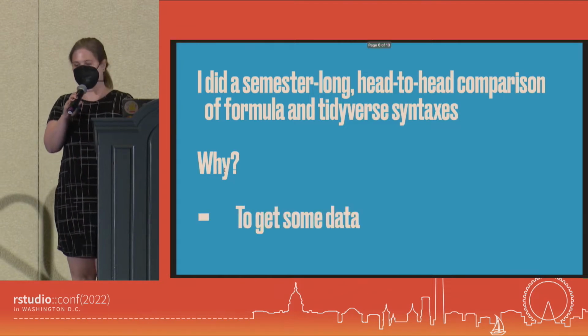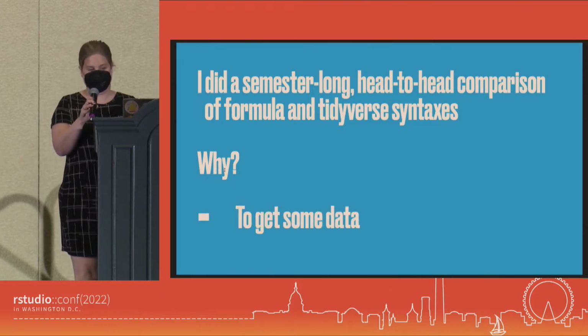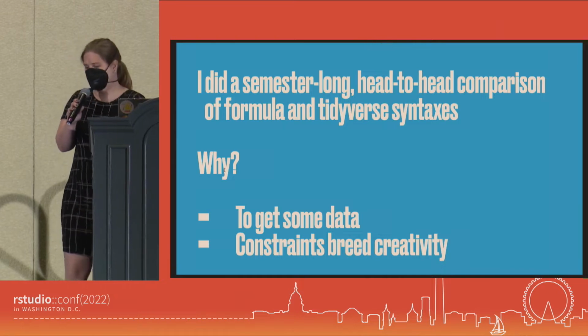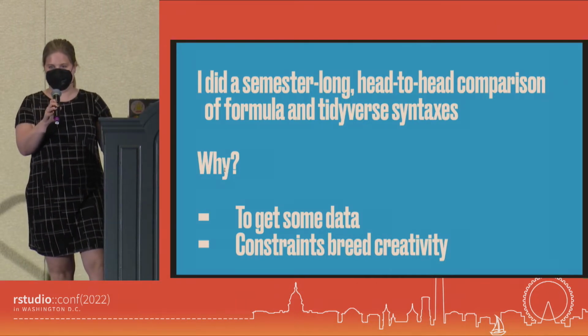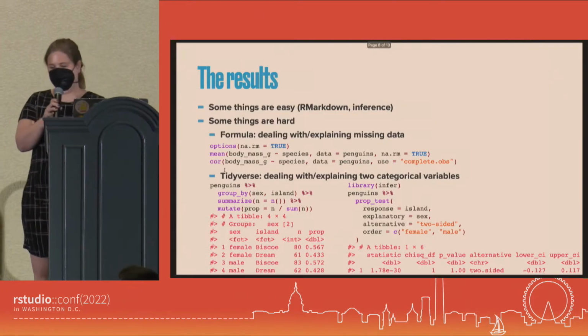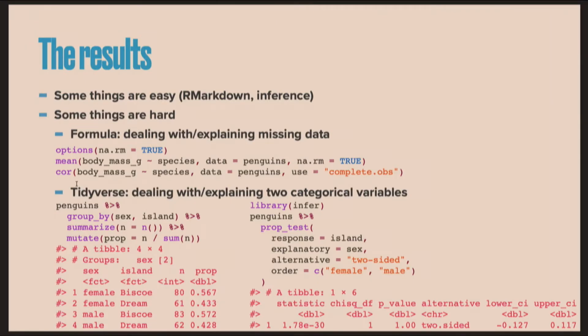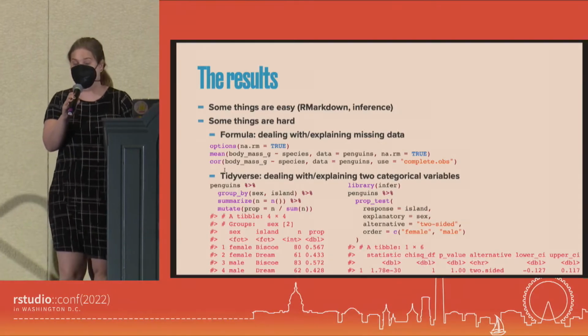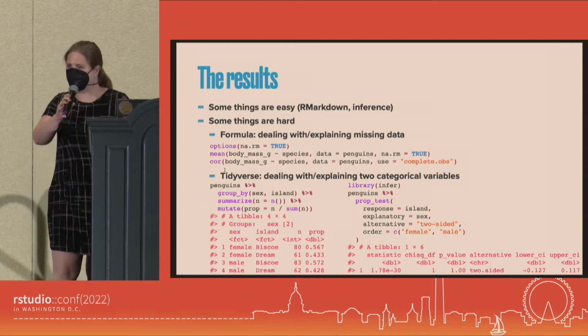And the reason for this is because I wanted to get us some data, and I also really believe that constraints breed creativity. So if you put those constraints on yourself, it's going to make you more creative. So here are my results. Some things are really easy regardless of syntax. R Markdown or Quarto works so well. Inference works well in intro stats, whether you're using the mosaic package for inference or the infer package in the tidyverse. But different things can be hard.